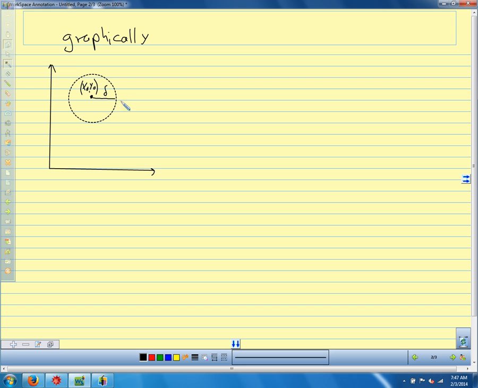Everything inside that circle is where the square root of (x minus x0) squared plus (y minus y0) squared is less than delta. So that's our open disk, and we say open because we have a less than sign, so that's why I made the circle dotted. It doesn't include the boundary. So that's our delta neighborhood or our open disk. When we have our (x0,y0) in this delta neighborhood, this is what we get in space.